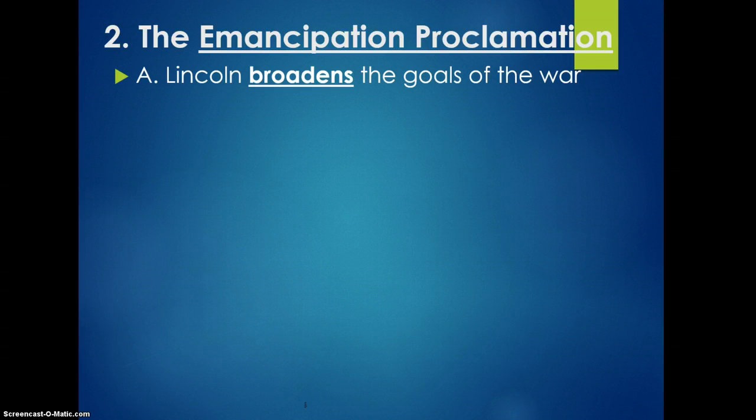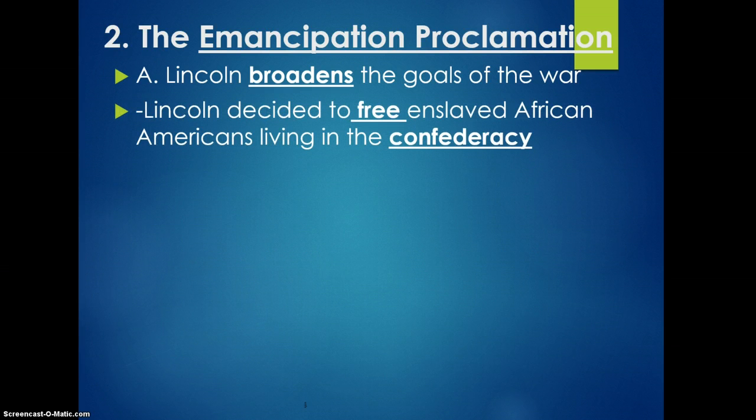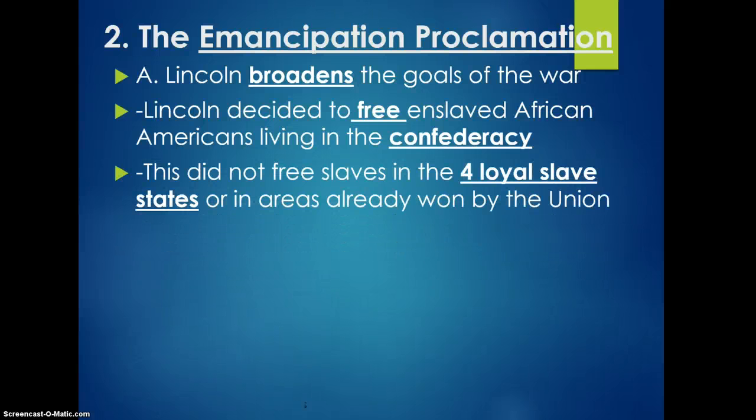So Lincoln broadens his goals for war. He decides to free enslaved African Americans living in the Confederacy. And so he comes out, he has this beautiful speech, and he does this for several reasons. One is to assure in the speech that he would not free all the slaves. So he doesn't proclaim that he's going to free all the slaves, but he focused exclusively on those in the South or the Southern states.